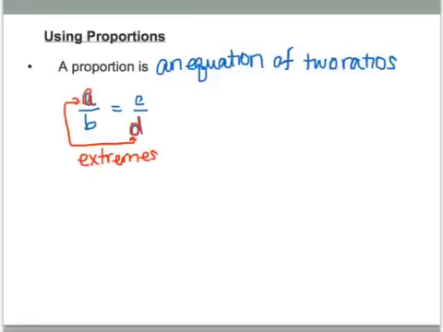Then that means the values in the first denominator, the B, and the second numerator, those are called the means. And when you have a proportion, if you're going to solve for it, you always multiply the extremes together. The product of the extremes will equal the product of the means.